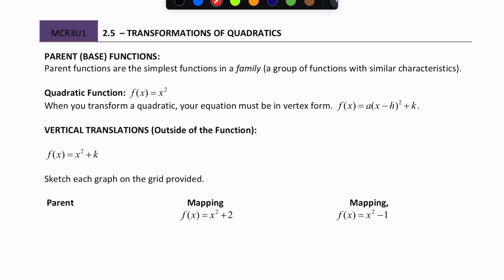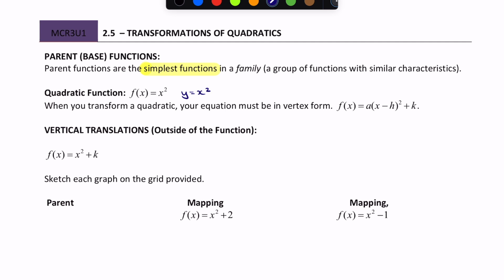So when we look at the transformation of quadratics, the first thing we have to look at is what is called the parent or base function. The parent or base functions are the simplest functions in a family. And a family means a group of functions that has similar characteristics. In terms of quadratic functions, the parent function is f(x) = x², or y = x².